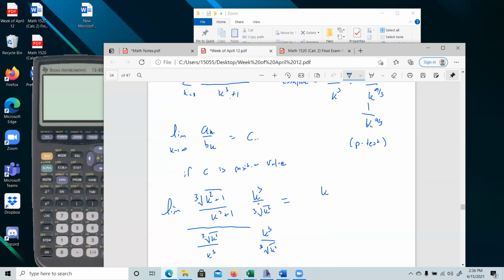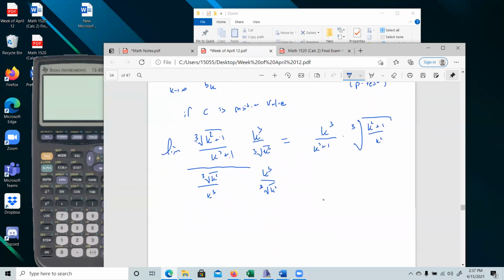Okay, so this is going to be k cubed over k cubed plus 1. And in this, since they're both cube roots, we're able to say the cube root of k squared plus 1 over k squared. Does that make sense, how I can match these two up and then match these two up? Since this is a cube root and that's a cube root, they can all go under the same cube root. So we have to look at the limit and the limit.